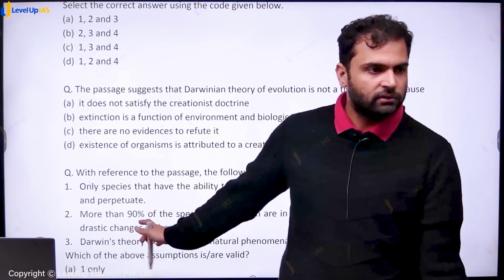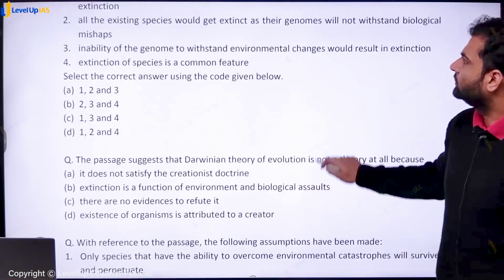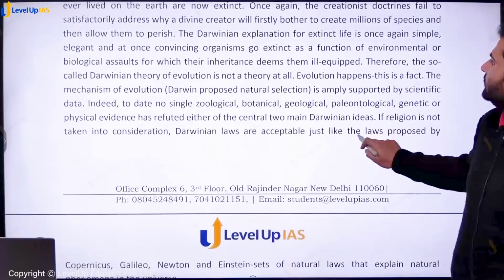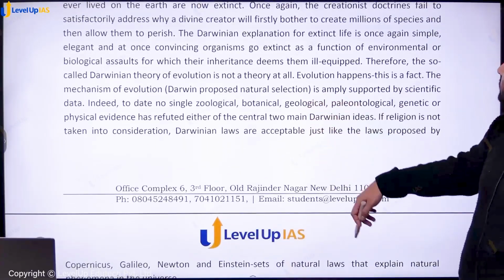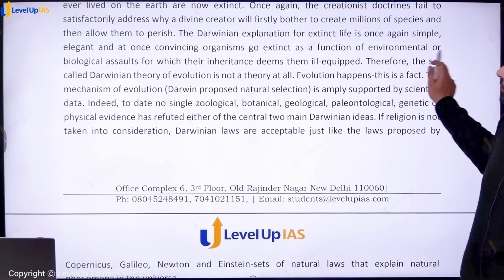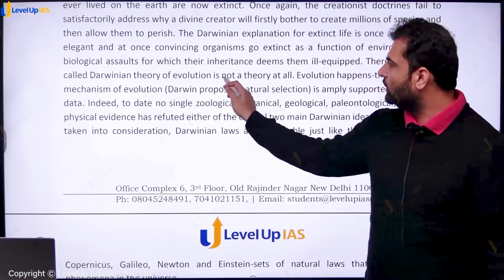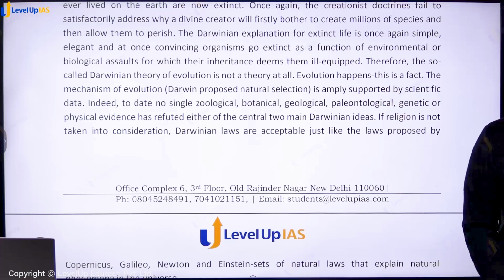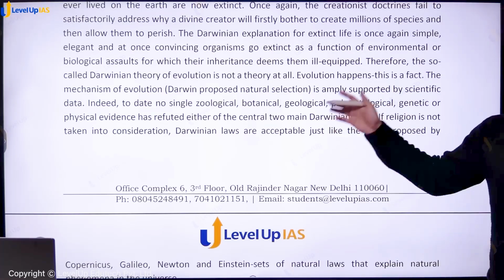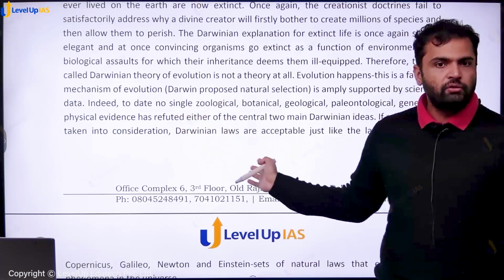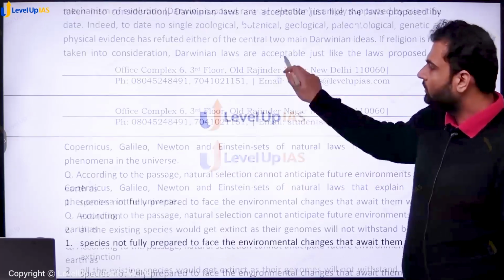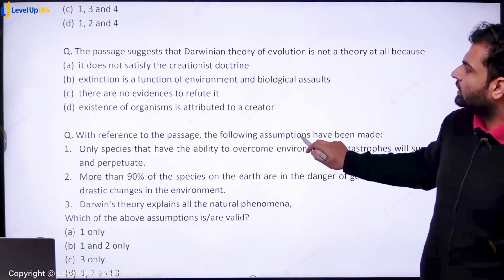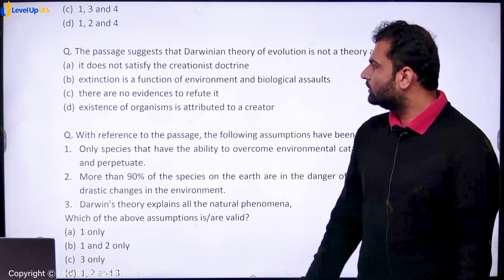Author ने बोला ना? Author said here: Therefore, the Darwinian theory of evolution is not a theory at all. Evolution happens. This is a fact. That is why it is not a theory. There is not a single evidence to refute. That is the idea. See, there are no evidences to refute it.